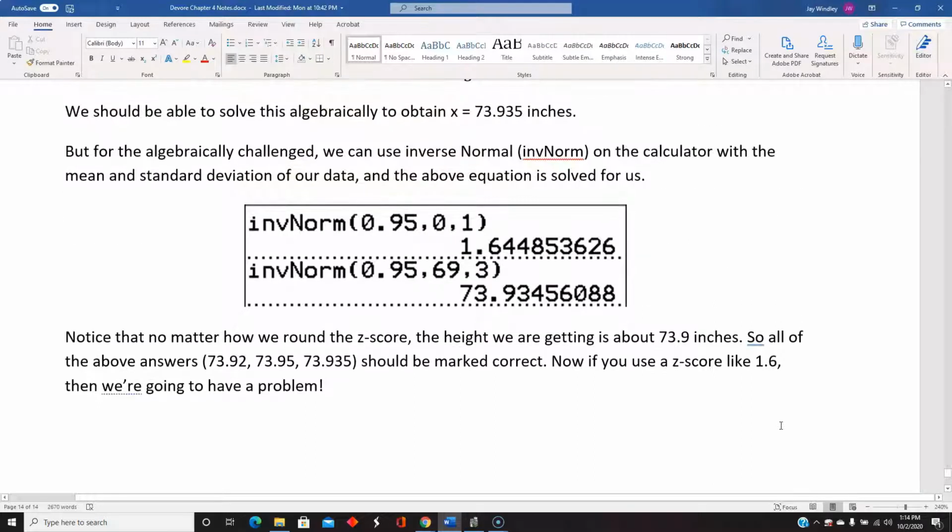If you round it off too much and use a z-score like 1.6, then we would have a problem. But anyways, that's it for the world of the normal distribution, and I'm hoping you should be able to tackle the homework on all that now.